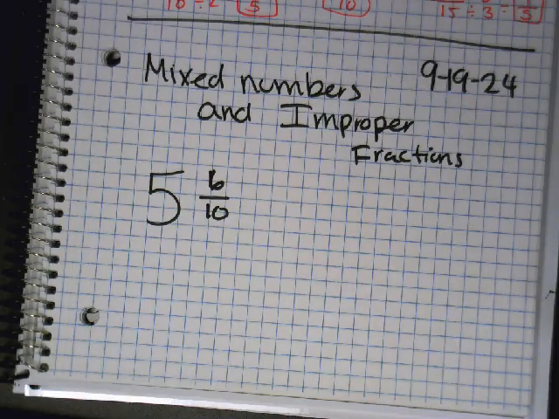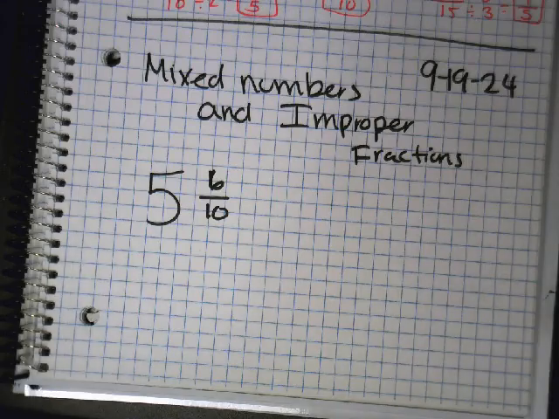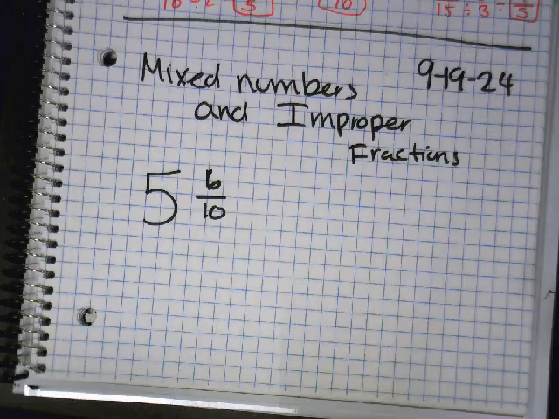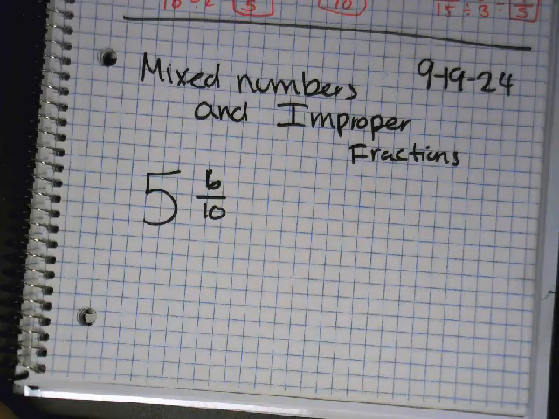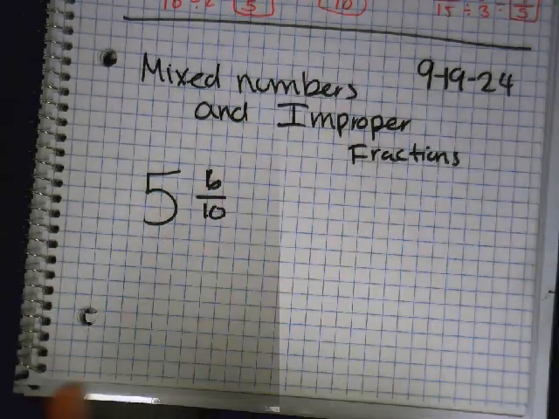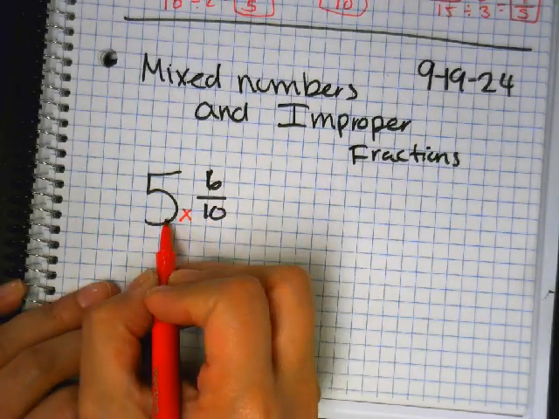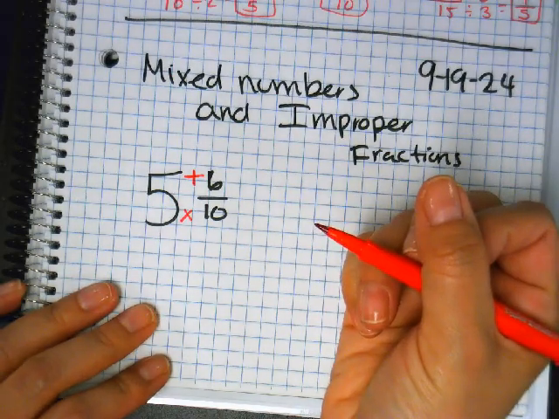So how do I turn this mixed number into what we call an improper fraction? Times 5 times 10, and then from there you add 6. Good. So you are going to multiply 5 times 10. And then we're going to add 6.